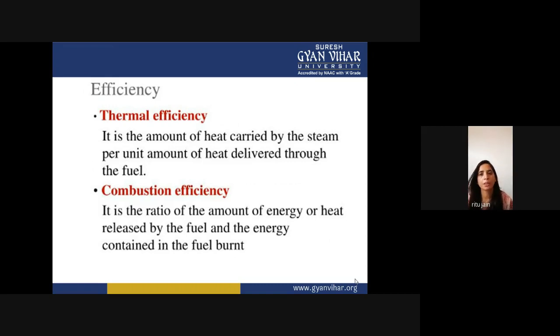So this is the basic difference between thermal efficiency and combustion efficiency. Combustion efficiency is the ratio of the amount of energy or heat released by the fuel and the energy contained in the fuel burned. Okay, so this is your combustion efficiency and thermal efficiency.